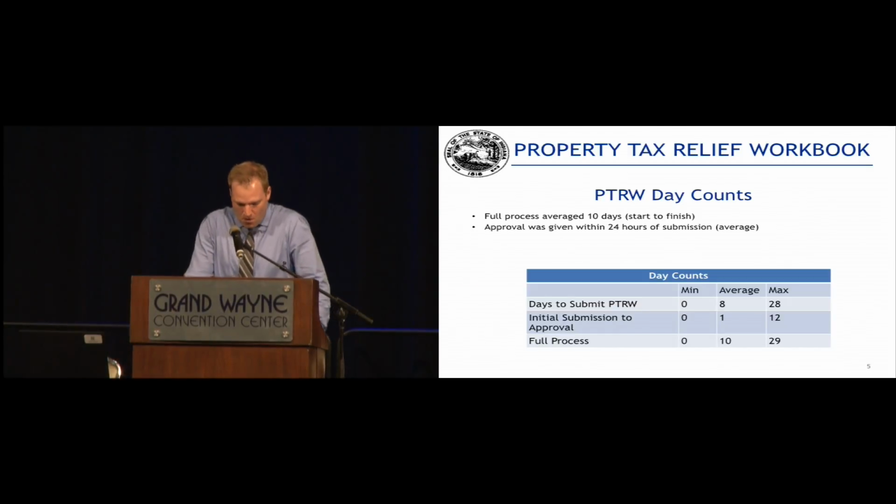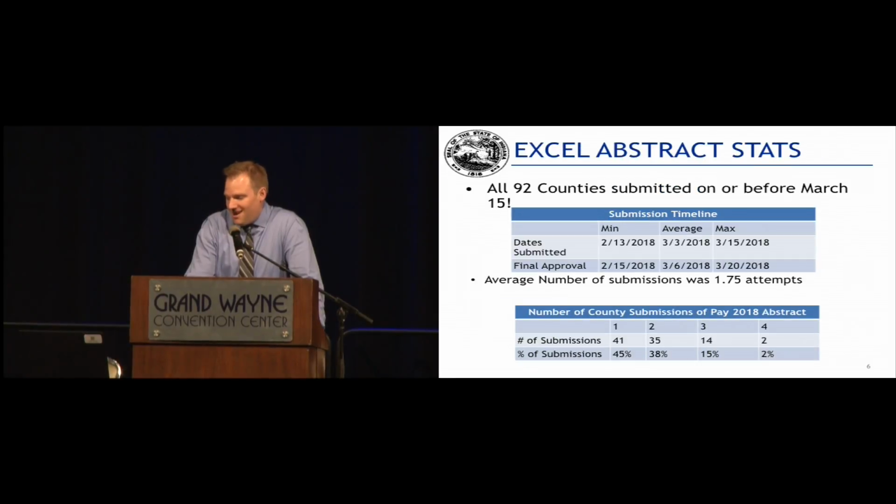So here I just wanted to move on to abstracts. Once again, all 92 counties submitted before March 15th. Very happy about that. The first abstract was submitted to our office on February 13th. The first approval was given on February 15th. So we started at the beginning of February and wrapped up at the end of March. On average, most counties submitted and received their approval in the beginning of March, in that March 3rd to March 10th time period.